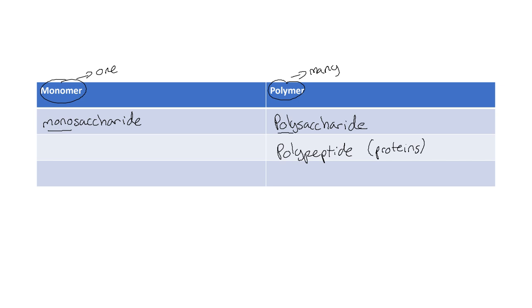And again, here the word poly is there. What is going to be the monomer for a polypeptide? An amino acid. An amino acid is the monomer of a polypeptide.